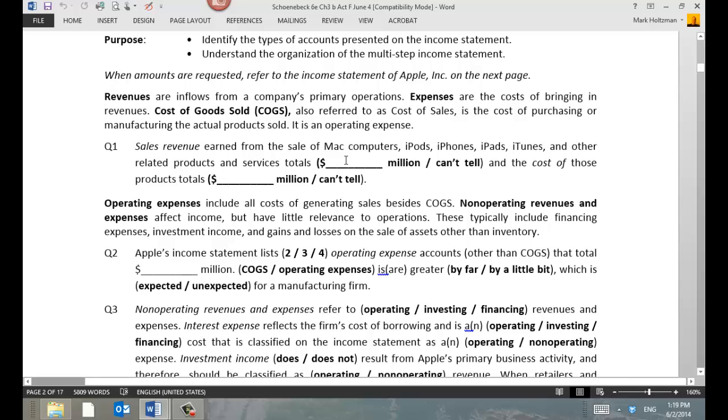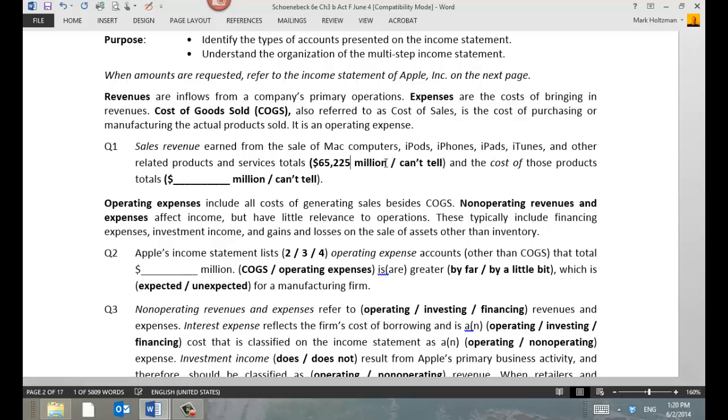Sales revenue earned from the sale of Mac computers, iPods, iPhones, iPads, iTunes, other related products and services totals what? 65,225. Let's all do it together. Come on, guys.